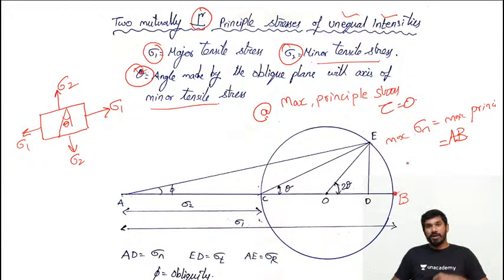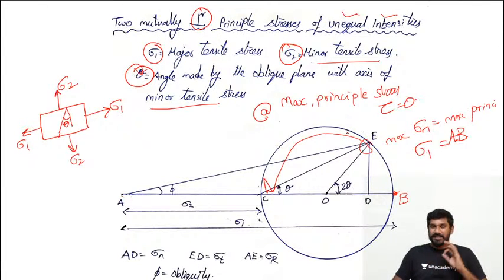Similarly, what is the minimum principal stress? Let's take it as sigma 1. When E merges with C, you get the minimum principal stress. So maximum principal stress, minimum principal stress, that is the first one. Next is maximum shear stress.